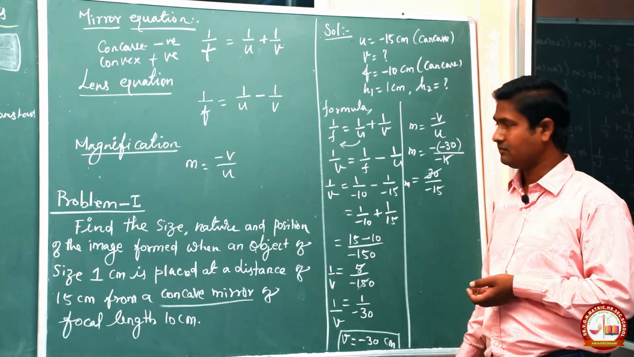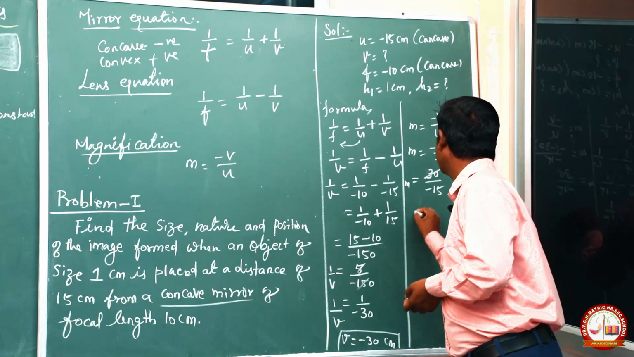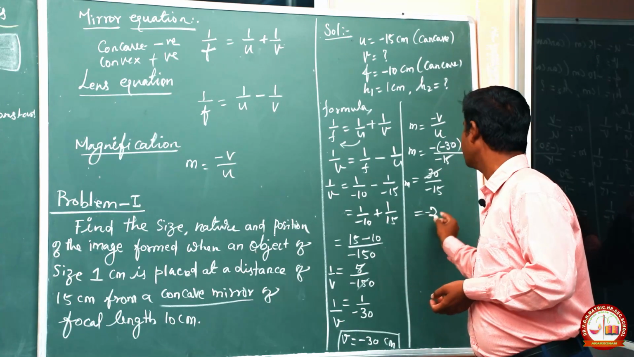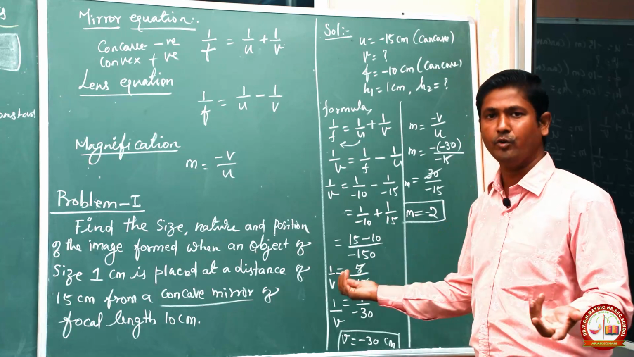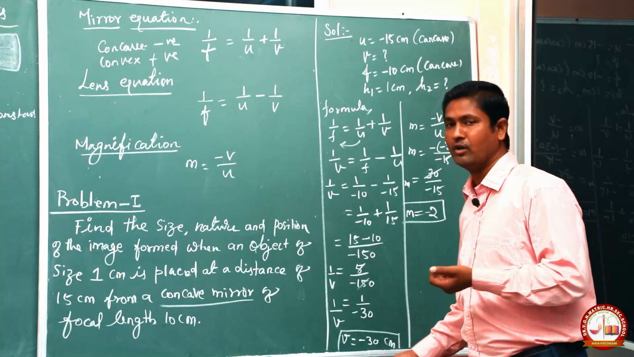So cancel. What is this cancel? 1 by, so 1 by, answer is 2. Answer is 2, symbol is minus, so minus 2. M value equal to minus 2. No unit for magnification. Next go to the height.